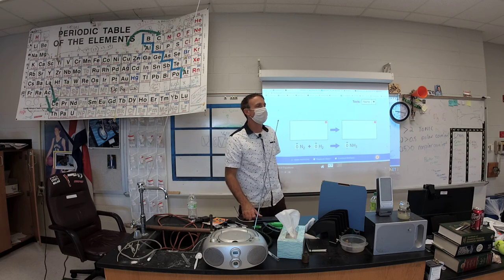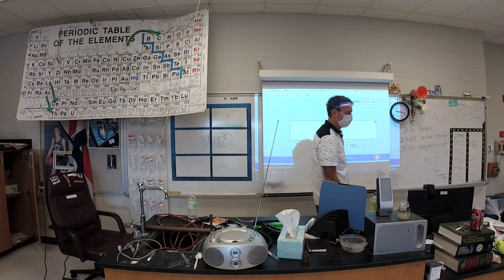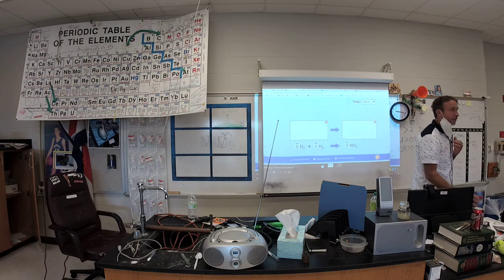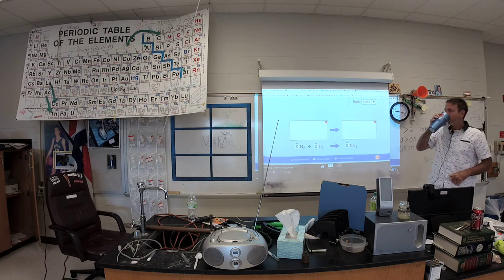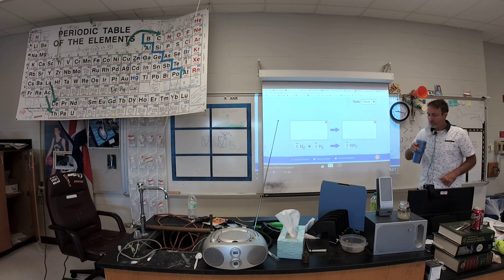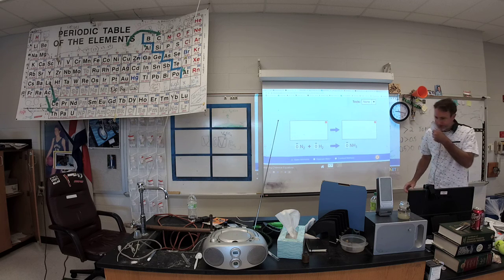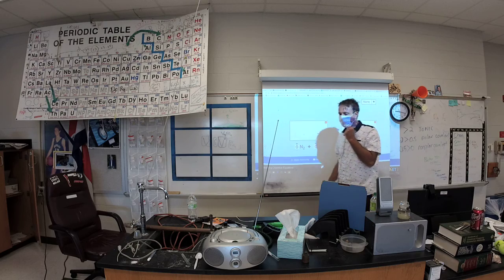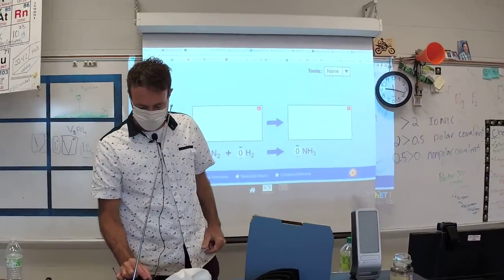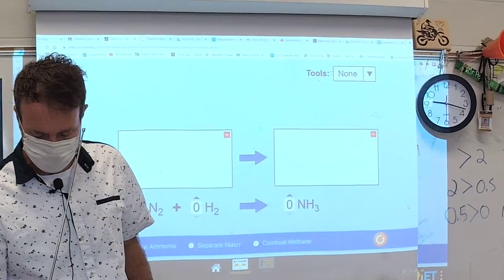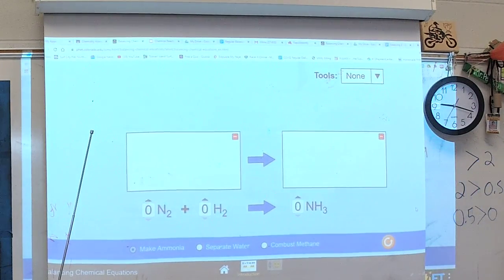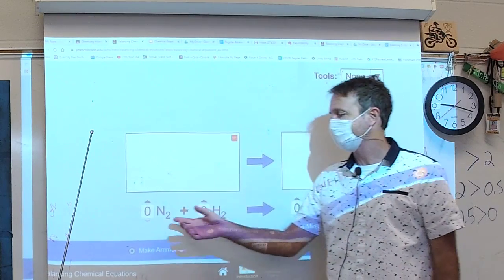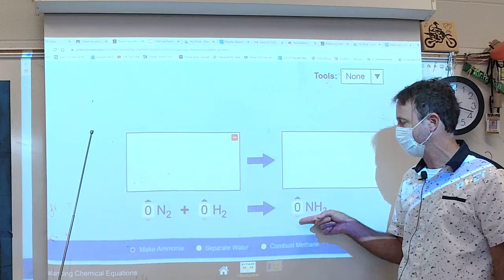So if we were going to talk about balancing chemical equations, a really good way to start off doing that will be to play this game. Now, this is the game that's on your live stream, okay? And it will show you literally how many atoms you have. Now here is this. This is nitrogen gas and hydrogen gas make ammonia.